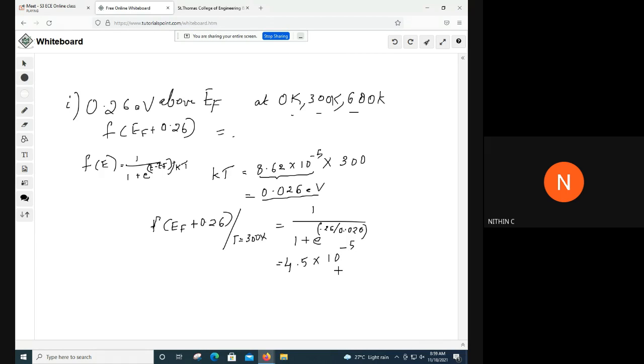What will be the unit of this value, f of E? Will there be any unit for this? What is this actually? This is actually the probability of occupancy. Is there any unit for probability? No, we are not having any unit for probability. So this answer does not have any unit, because we are actually finding the probability of occupancy at 0.26 electron volt above EF. There is no unit for this answer. So this will be the answer for 0.26 electron volt above EF at 300 Kelvin.